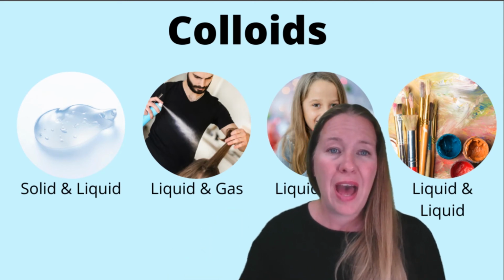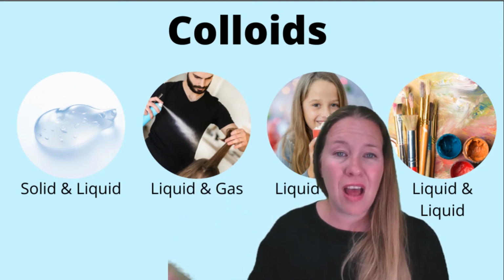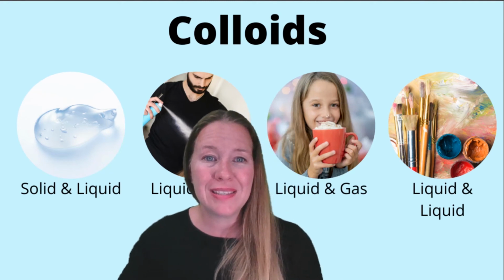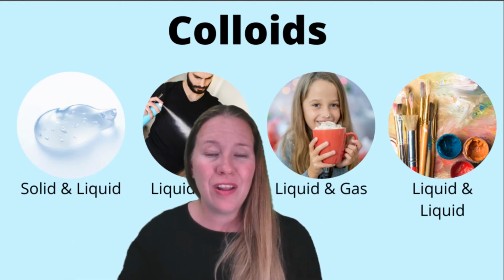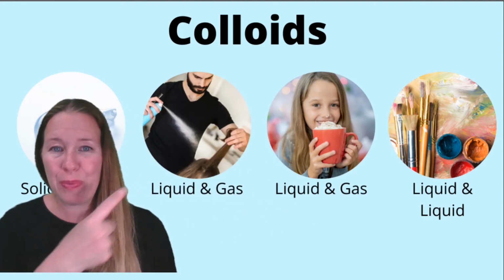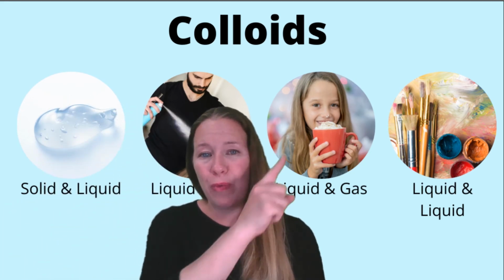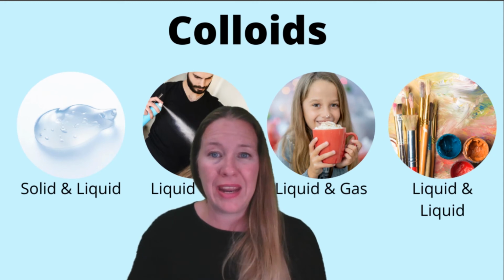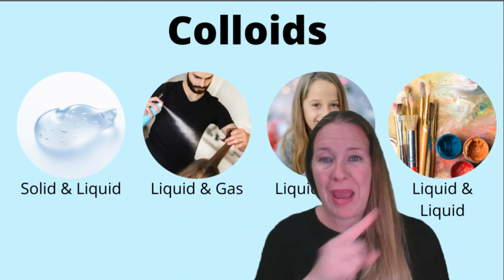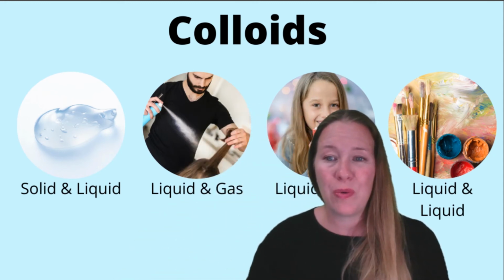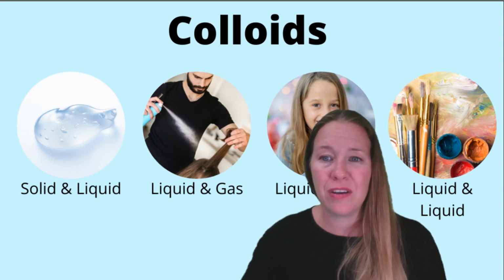All right, so here's some examples of colloids. We have gels. That's like a solid and a liquid mixed together, and you get a gel. You can have like hairspray. It's a liquid and a gas. We also have whipped cream. That's a liquid and a gas. Or just paints. You can have liquid and a liquid mixed together.